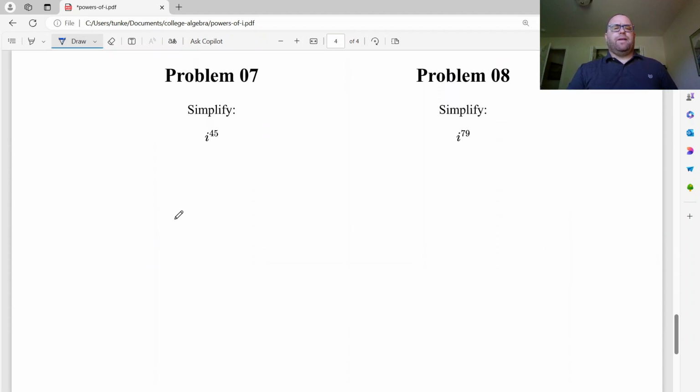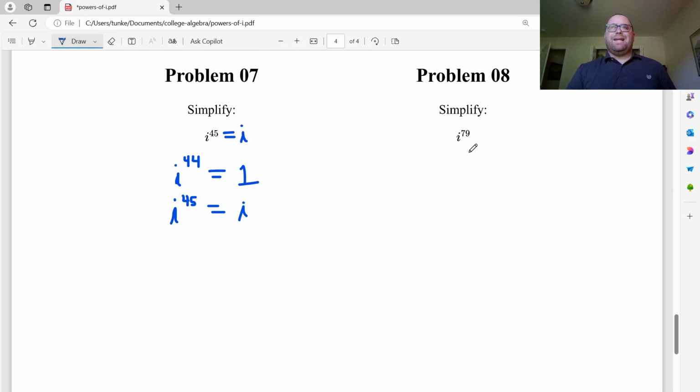All right, so problem 7, we have i to the 45th power. Well, what's a multiple of 4? Well, i to the 44th power is a multiple of 4. Remember, that's got to be just 1. And then i to the 45th power starts the cycle again. So i to the 45th power is just i. So this is equal to i.